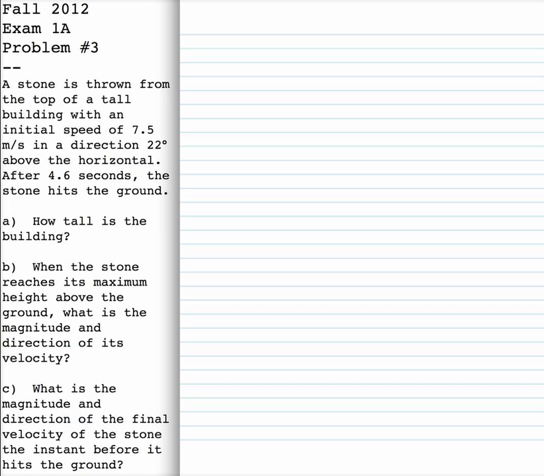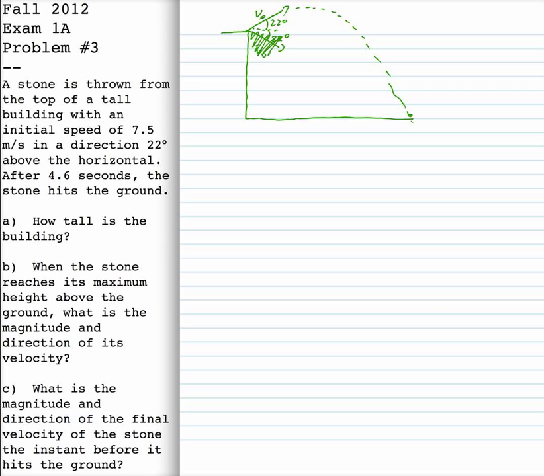Alright, so we're going to start this one by drawing a simple diagram of what's going on. We have a stone being thrown from the top of a tall building. The initial velocity here, V0, we're told makes a 22-degree angle above the horizontal. And presumably it follows some kind of trajectory like this, and then hits the ground over here.